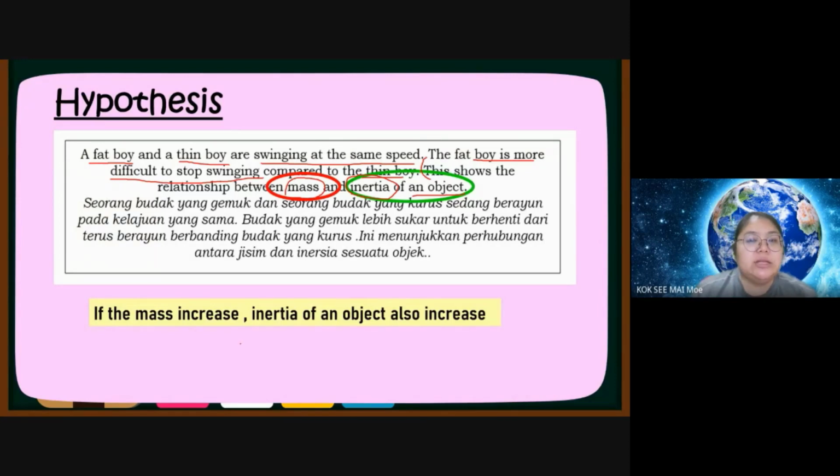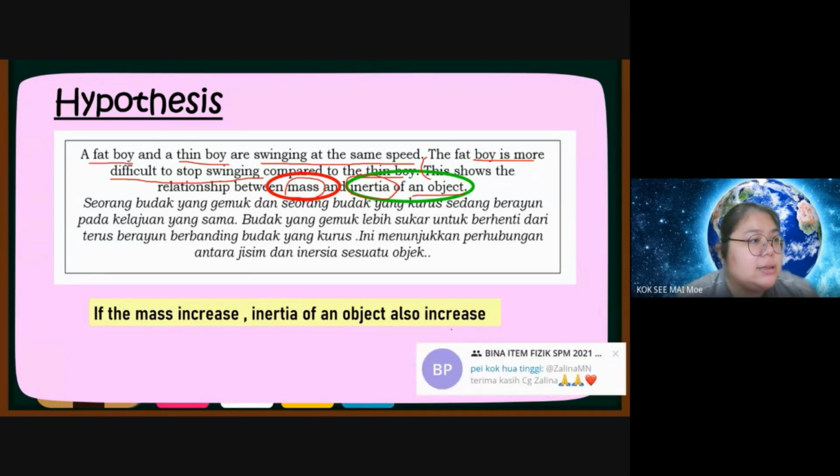Okay, how to write the sentence? So this one we can say "if", or you say "when", can. You see, when the mass increases, the inertia of the object also increases. Or you want to put "when", can. When the mass increases, the inertia of the object also increases. Okay, you can see what the difference is. Some questions cannot, some questions can. Alkaline and acid, for that question, if I want to use "if, then", cannot.